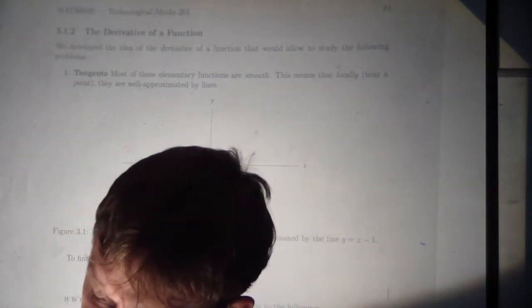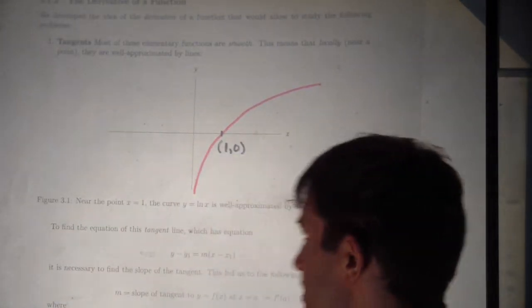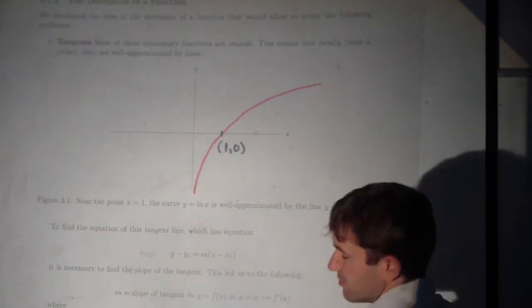Now if we take a function, most of these elementary functions are smooth. What that means is if you zoom in on them, they look like lines. For example, if you take the function log of x, which does something like this, so at x equal to 1, log of 1 is equal to 0, so you plot the point x equal to 1, y equal to 0. Near this point, if you zoom in here, this looks like a straight line.